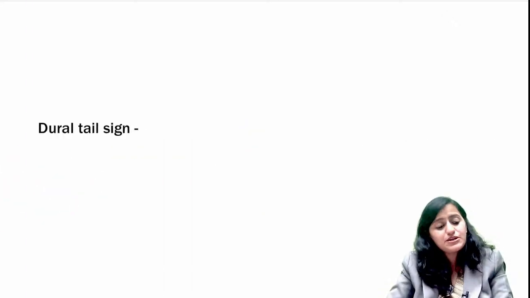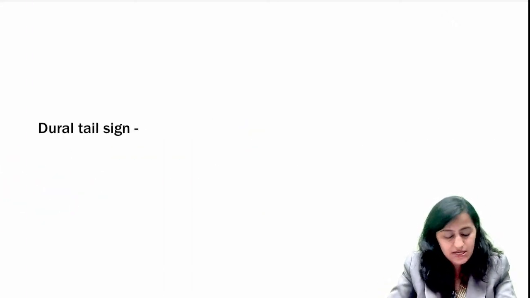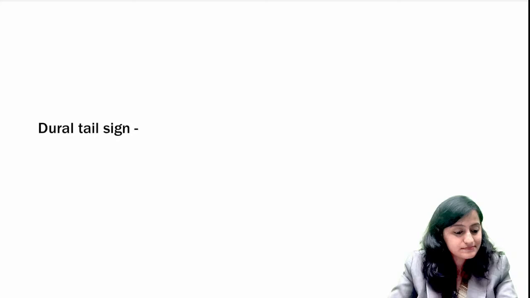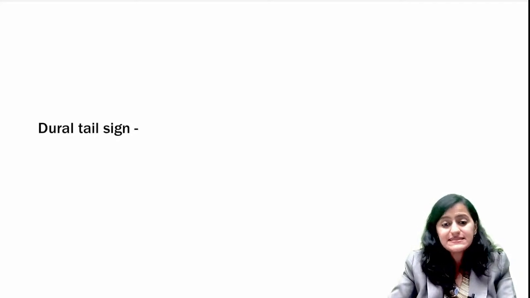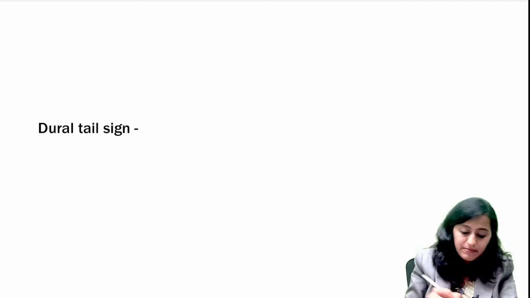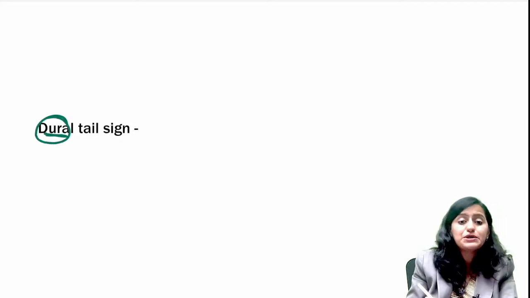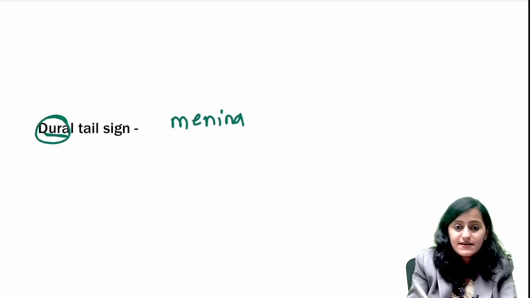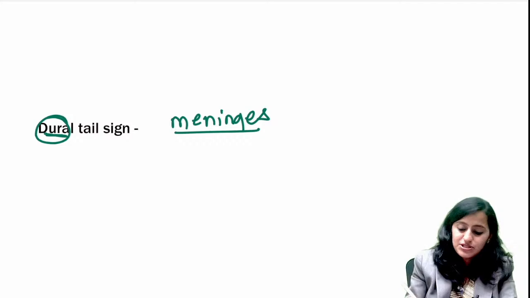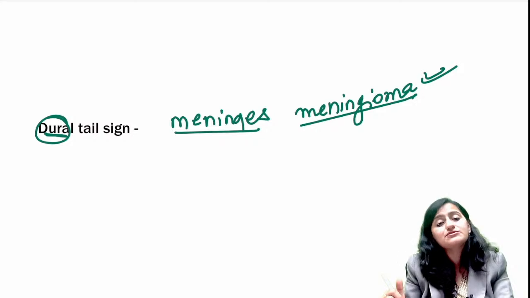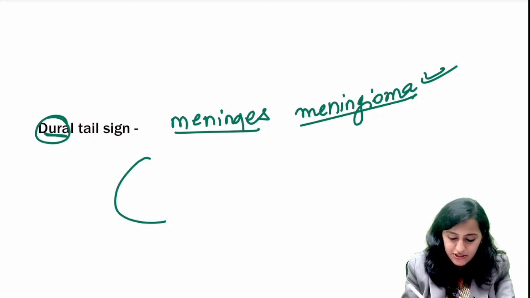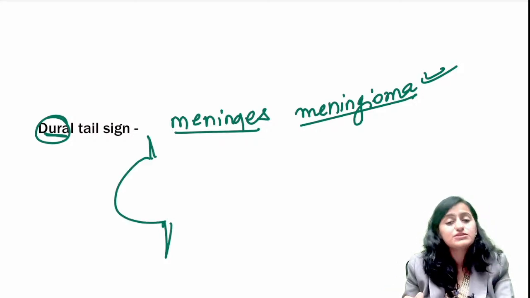Next one, in which brain tumor do you see dural tail sign? Dural tail sign is seen in which brain tumor? Remember, dural tail. Dura is meninges. It is seen in meningioma. Dural tail sign is seen in meningioma. Right? You would see a tumor which is extending along the dura like this.